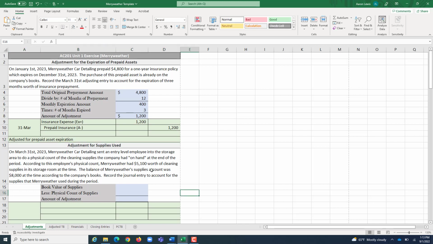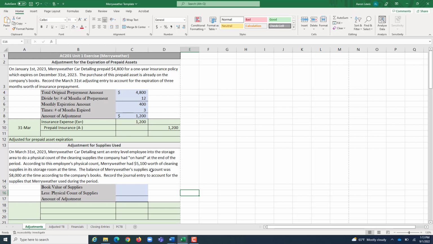Another common adjusting entry for companies is the adjustment for supplies used. On March 31st of 2023, Mayweather Car Detailing is going to send an entry-level employee into the storage area to do a physical count of the company's cleaning supplies that are on hand at the end of the period. Common practice, I have been that entry-level employee before.